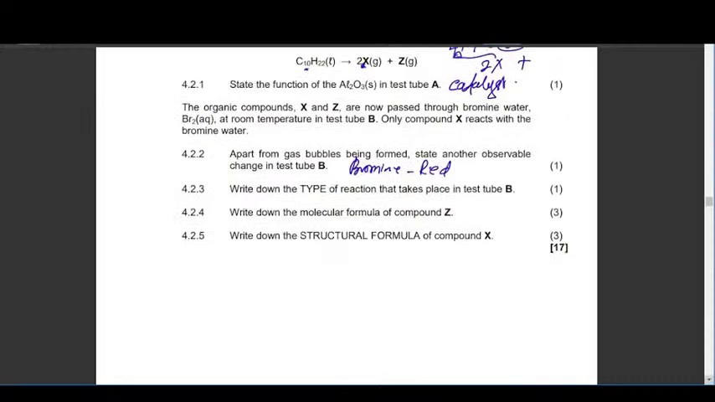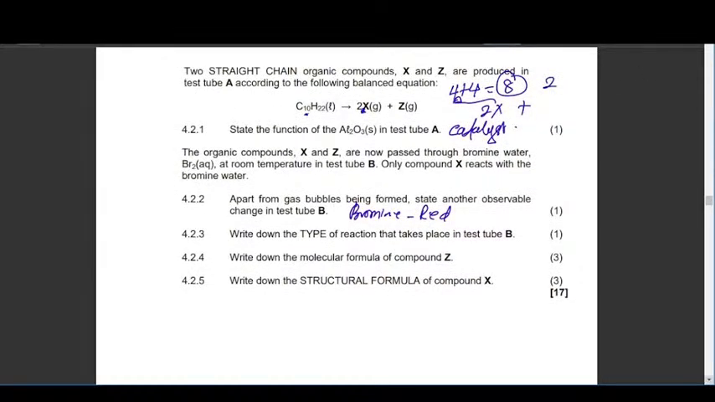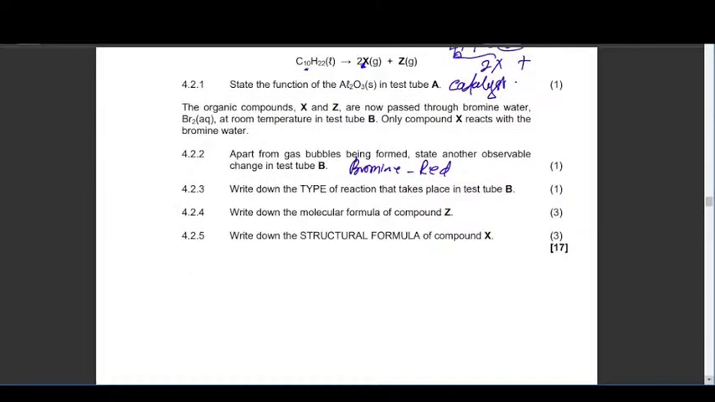Yes, write down the molecular formula for compound Z. So because Z, we say that is 2, and it cannot decolorize bromine water, and they're saying molecular formula, not structure formula, therefore, it's going to be C2.